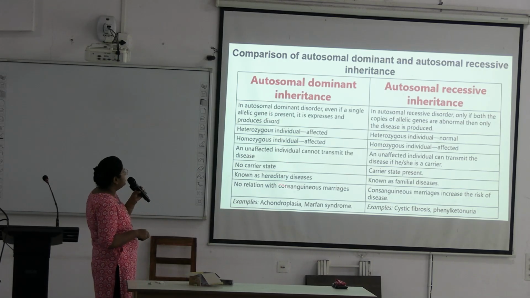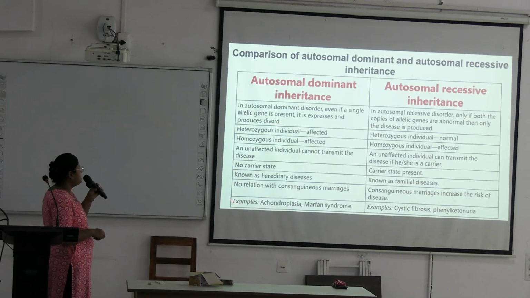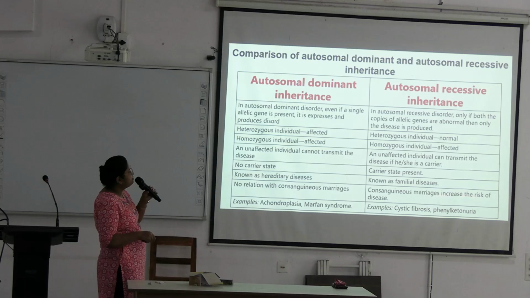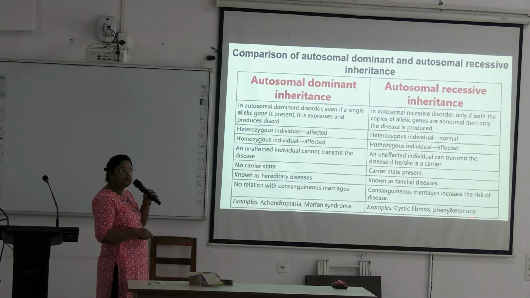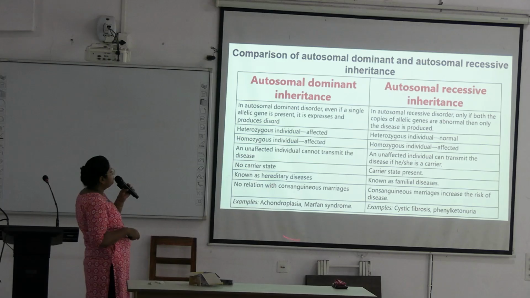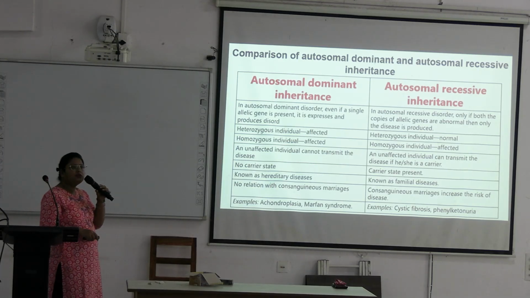Autosomal dominant is known for hereditary, familial diseases, with no relation to consanguineous marriage. In recessive, consanguineous marriage increases the risk of disease. Examples, you remember these: achondroplasia, Marfan syndrome in dominant; cystic fibrosis, phenylketonuria in recessive. Okay.